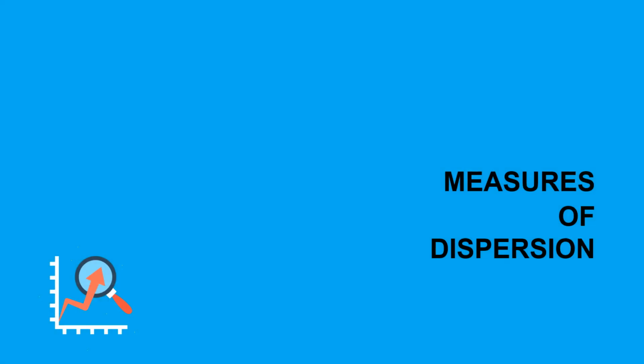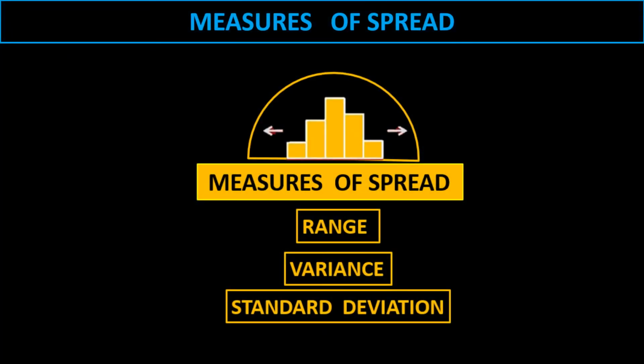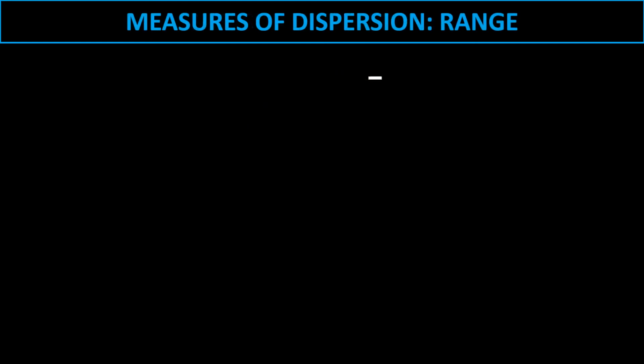Now we're going to look at our next measure, and this is the measure of dispersion or the measure of spread. These are the different measures we're going to look at: the range, variance, and standard deviation. So let's start with the first one, range.